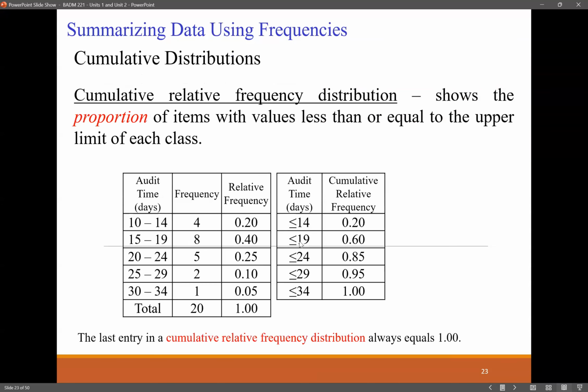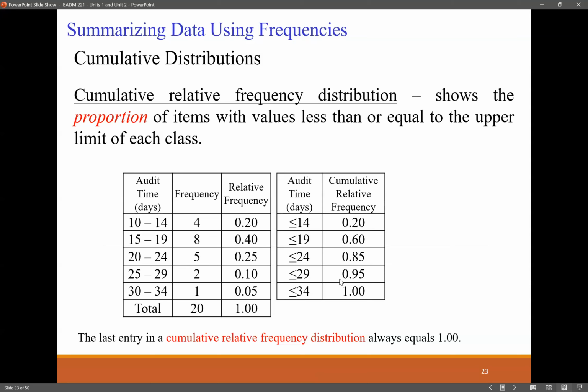Right, so another one is cumulative relative frequency. Cumulative relative frequency is the addition of all the previous relative frequencies. So for example, for this one there is no previous, so it is 0.2, only 0.2. Now for the second one, it is the addition of the current one and the previous one, so 0.4 plus 0.2, which is 0.6. And for this one, 0.85, it is 0.25, 0.4, 0.2, so addition of all these three.